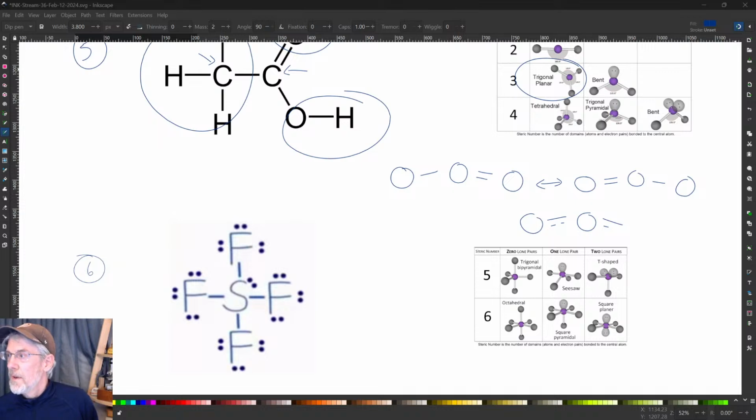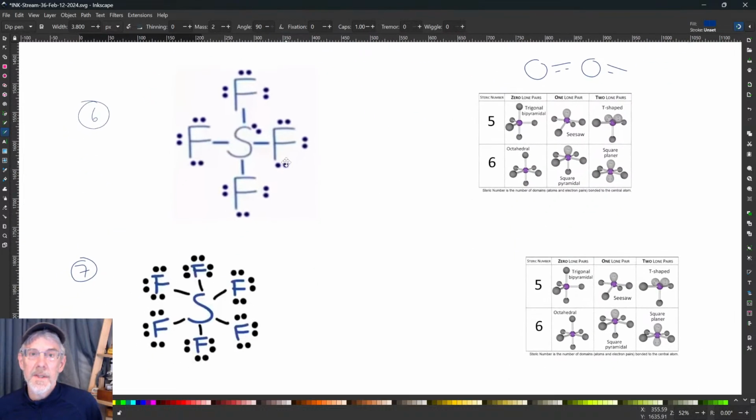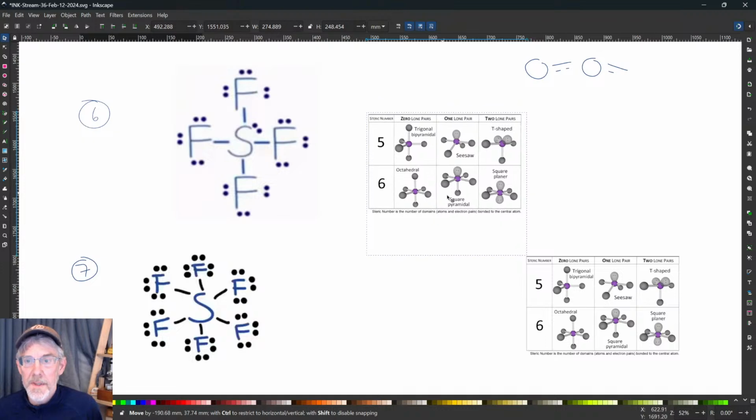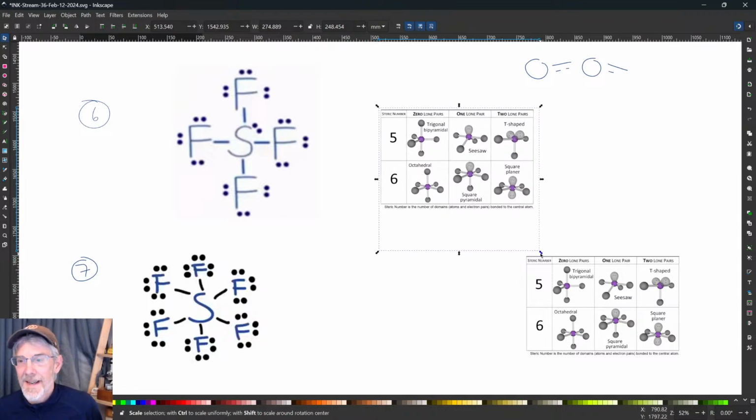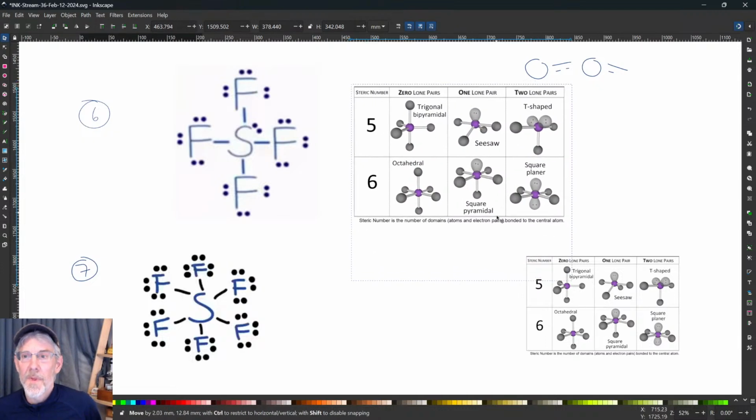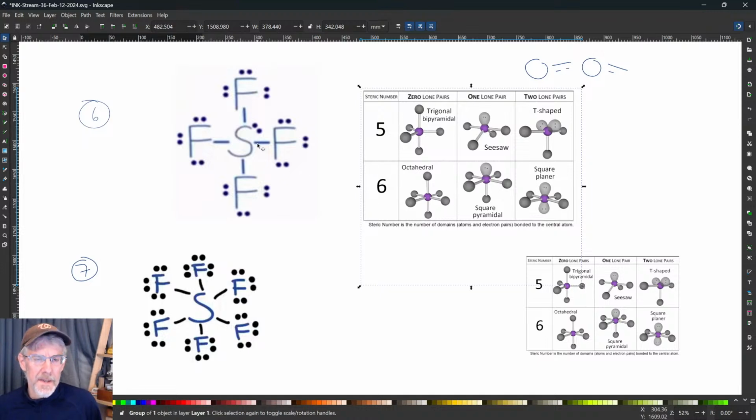All right. Let's try another one here. Get a little bit harder here. We have a different part of the table here that has some of the higher steric numbers. See if you can figure out SF4. And here we have lone pairs to deal with.